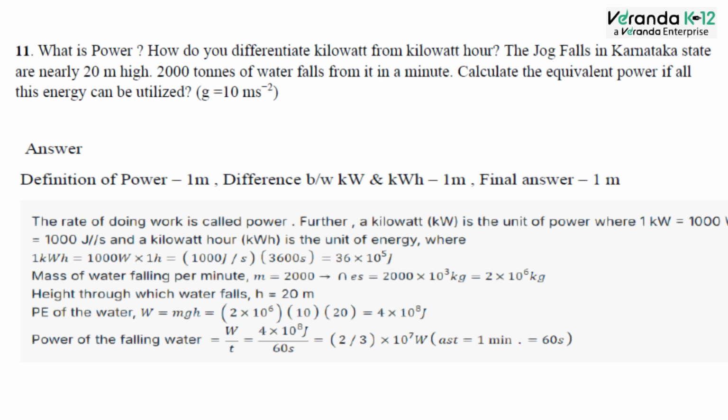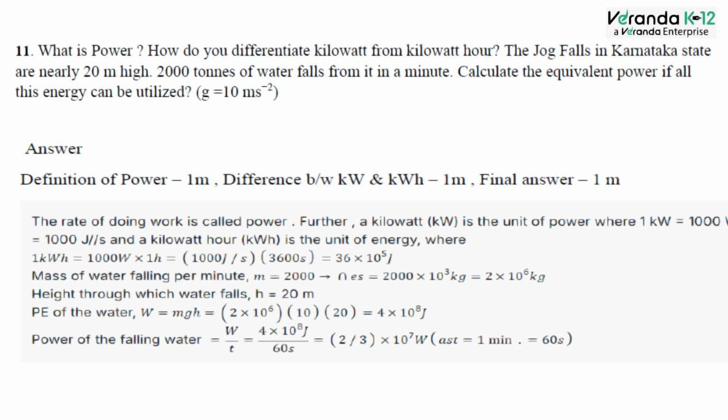And then the next statement which is given is the mass of the water they have mentioned per minute is 2000 tons. So you know how you can convert into kilogram. 2000 into 10 to the power 3, which is equal to 2 into 10 to the power 6 kilogram, because 1 ton is 1000 kilogram. And the height through which the water falls is 20 meter. That is also given in the question. Now you have to find the potential energy, because our ultimate aim is to calculate the equivalent power if all this energy can be utilized. So you have to find the energy and then substitute in the formula of power.